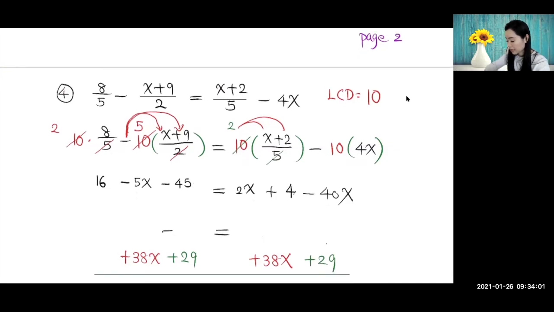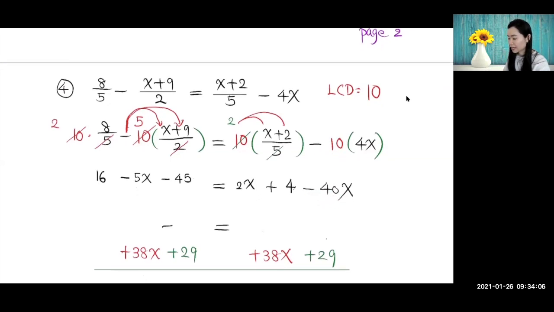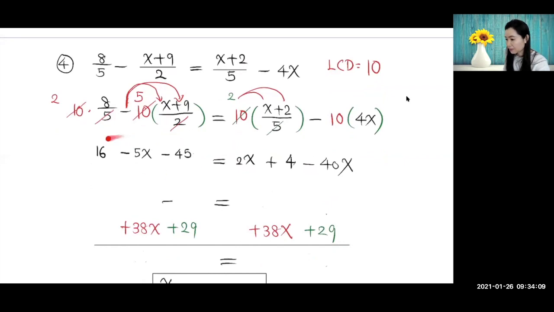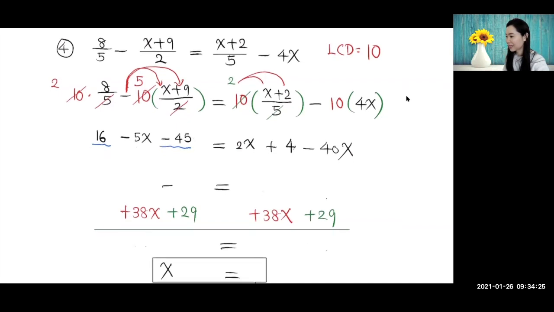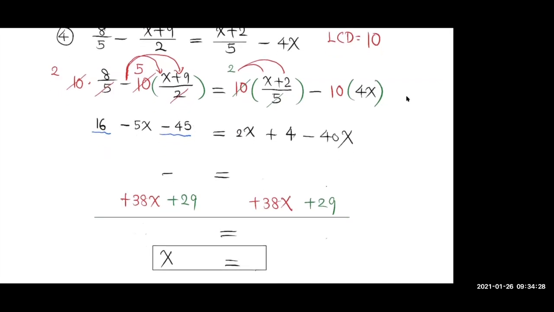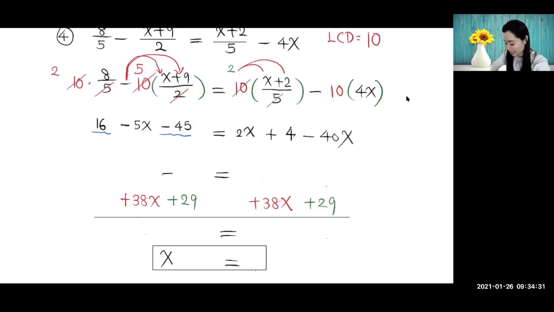Okay. And over here, -10 times 4x is -40x. Now, we will simplify the left side and the right side separately. So this one over here, we have 16. So the two right chains over here will be this 16 minus 45. What's 16 minus 45? Negative 29. Yeah, -29. Okay. And then over here it is -5x.